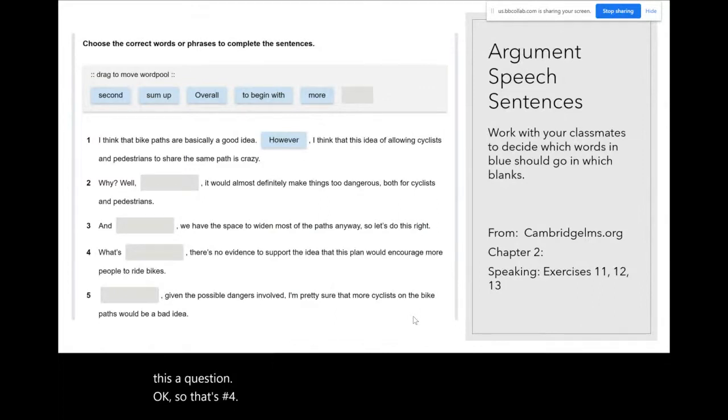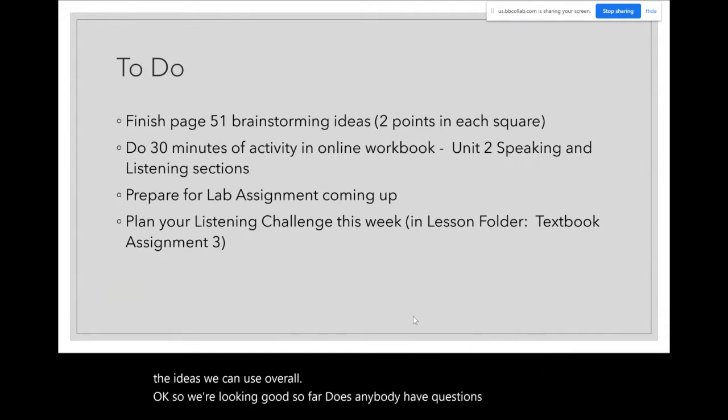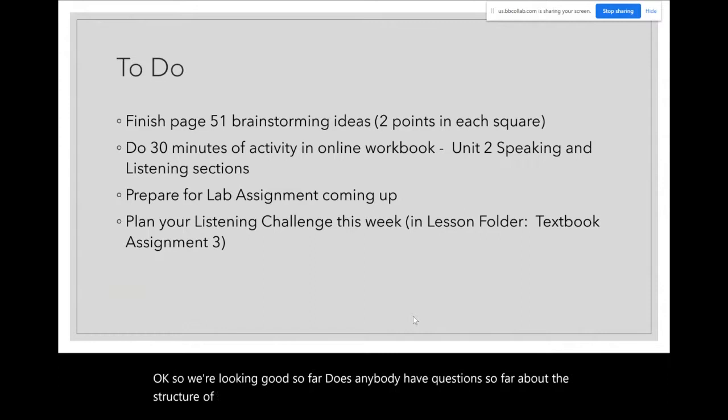And let's see, Alan, what did you say for number 5? Overall. Yes, that's correct. Overall is a summary word. If you look on page 52 again, on the right side, you'll see to summarize the ideas, we can use "overall." Okay, so we're looking good so far. Does anybody have questions so far about the structure of an argument speech? Like how to do a main idea, or what it looks like, that sort of thing. Any questions?